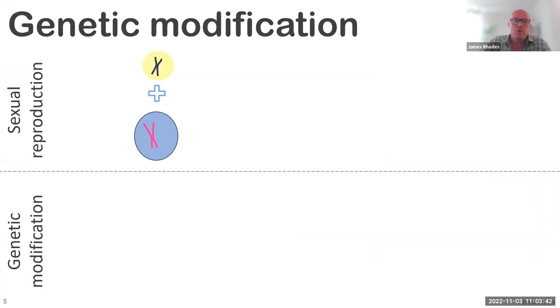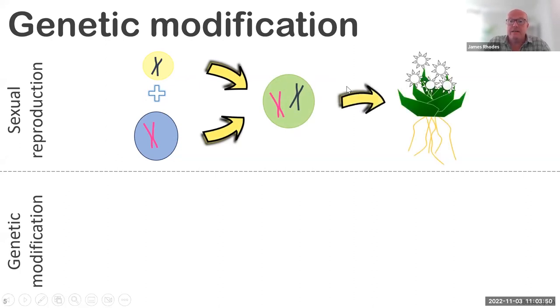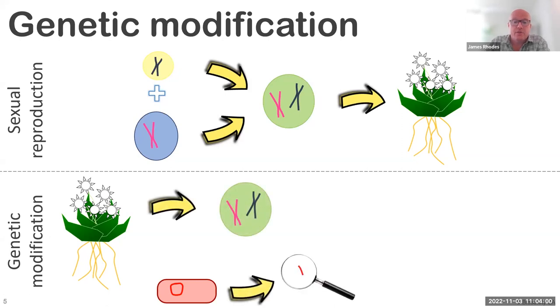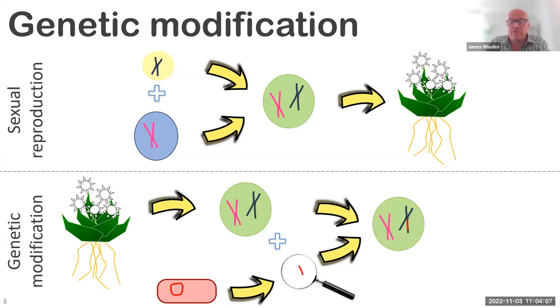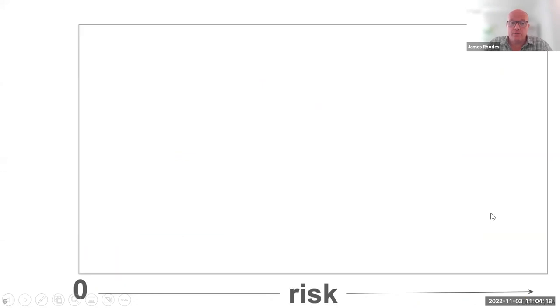So normal sexual selection, you have gametes. These combine to form an egg or a seed. And then you have your phenotype in plants. With genetic modification, we use stem cells and we introduce a change, a small change. We know that gene and we introduce that change into the gamete, and then this introduces a new trait. So it's a small change. We know something about that gene and we introduce it.